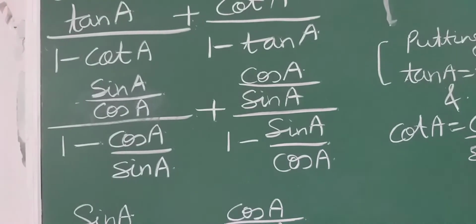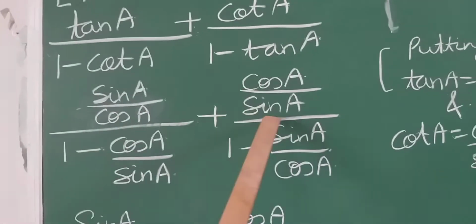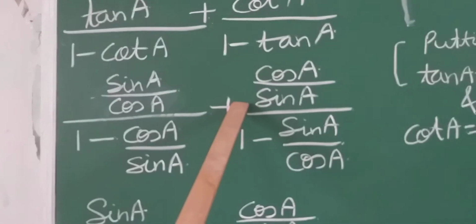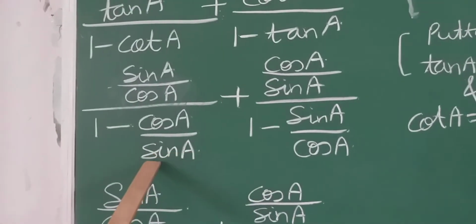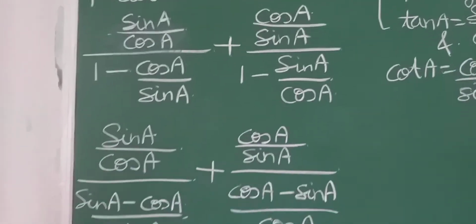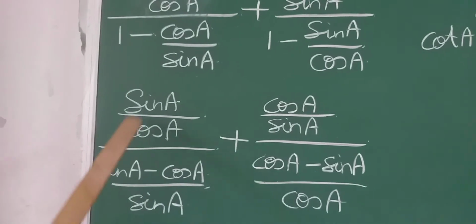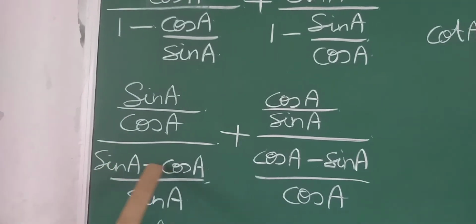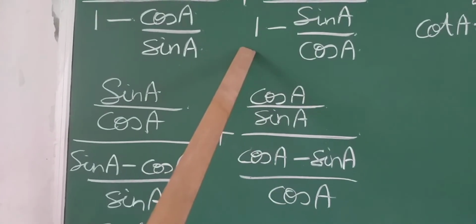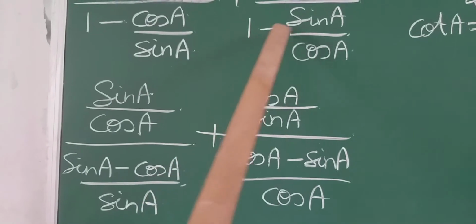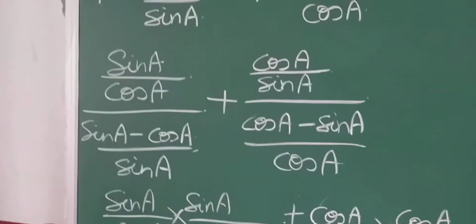Now third step. Third step is calculation. We cannot do any kind of calculation in numerator part, but in denominator part we can take LCM. So LCM in denominator is sin A. Sin A cancel. First one is there. So sin A minus cos A. Similarly here LCM is cos A and here cos A minus sin A. So we have taken LCM here.